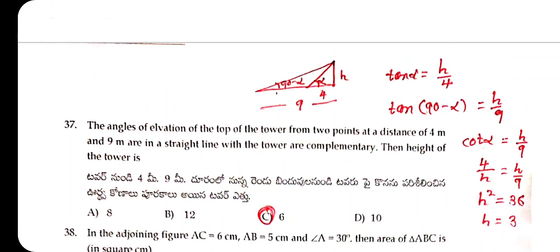See, in 10th class heights and distances problem, we know very well already, so many times we have done. Tan alpha is equal to h by 4. Tan of 90 minus alpha is equal to h by 9. So tan 90 minus alpha means cot alpha. Cot alpha means reverse of tan alpha. So 4 by h is equal to h by 9. Cross multiplication, h square is equal to 36. So 36 means 6.